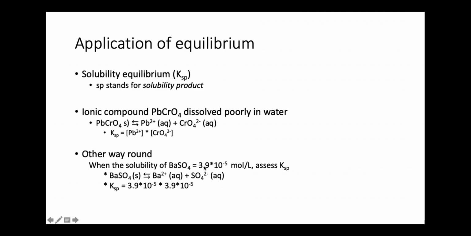Because when we know, let's say for barium sulfate, 3.9 times 10 to the negative 5 moles dissolve, then I have the same amount of barium ions and the same amount of sulfate ions. When I multiply these two, then I have my Ksp. So that's a different application of my equilibrium constant.